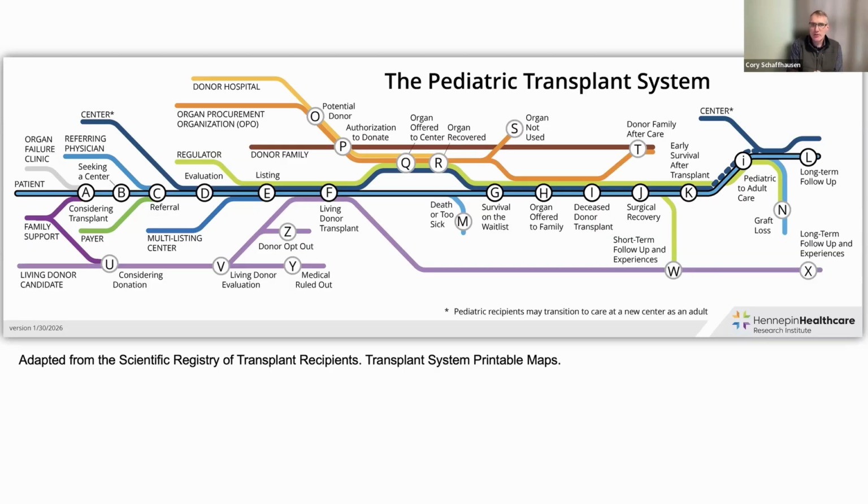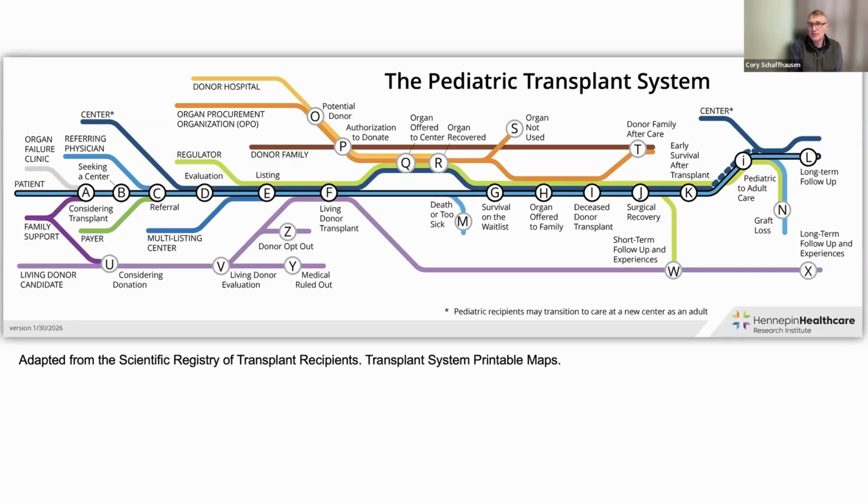And as with some of the other collaborations that have resulted from this transplant system map work, some of these maps may eventually be provided on the SRTR website. Currently, this pediatric transplant system map is not available on the SRTR website. We can provide this directly to transplant families or upon request, if anyone reaches out to myself or colleagues at Hennepin Healthcare. So for the initial version of this map, it is provided as the Hennepin Healthcare resource, but it is adapted from the SRTR version.